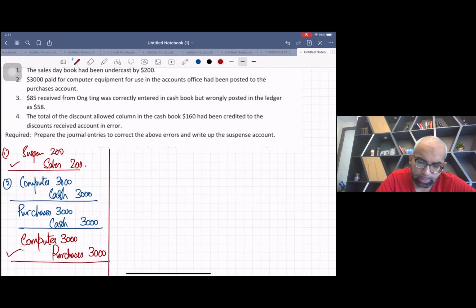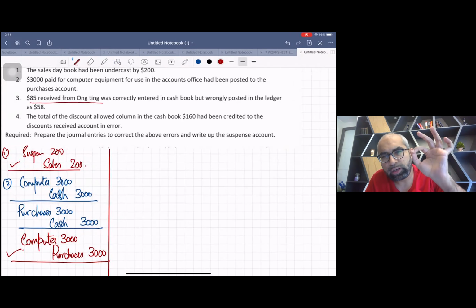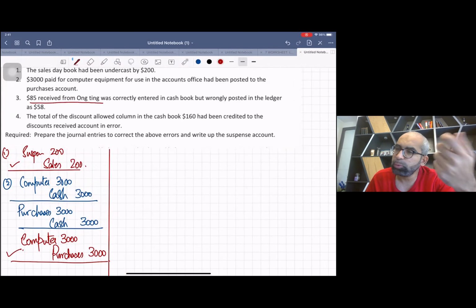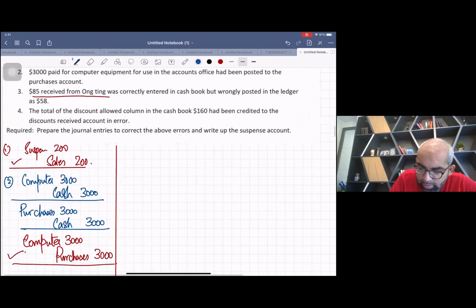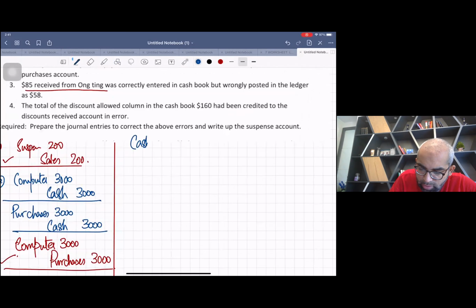Okay. Now, point number 3. 85 received from Ong Teng. Now, I told you many times we receive cash from debtors, receivables, then we pay cash to creditors. So this is receiving. That means we have received 85 from our debtors. So we'll make the entry. See, cash debit 85, and the name of the debtor is Ong Teng, so you will credit him.